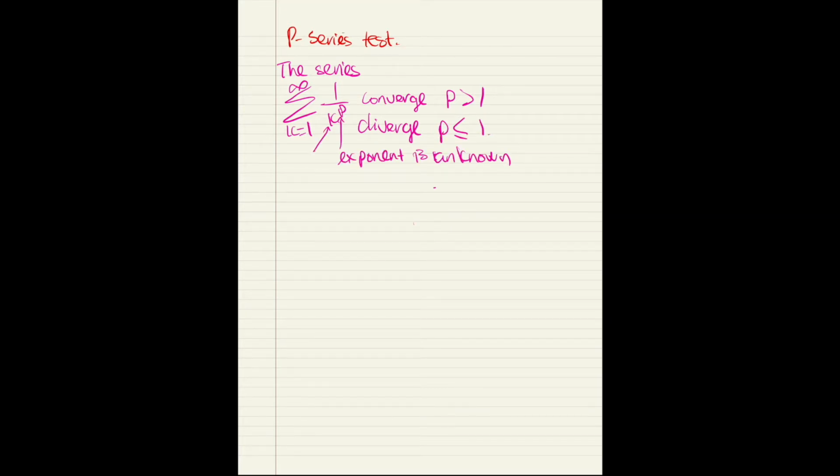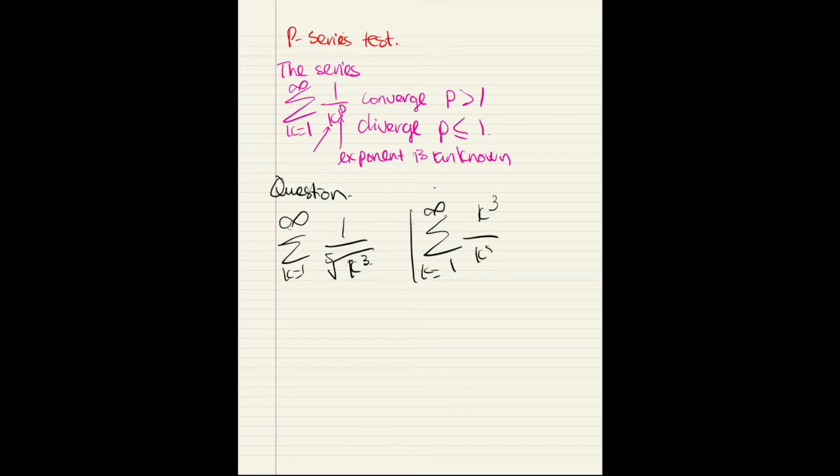For the p-series test, the series from k equals 1 of 1 over k^p converges for p bigger than 1 and diverges for p smaller than or equal to 1. I have some questions. The series of k equals 1 of 1 over k to the 3/5, and then the series of k equals 1 of k^3 over k^5. For these three series, find whether the series converge or diverge.